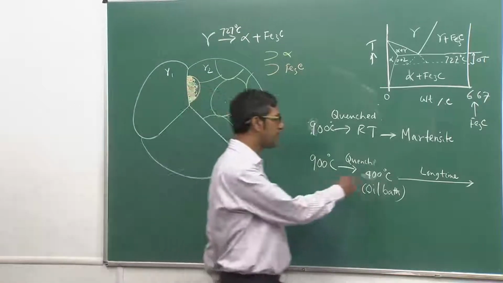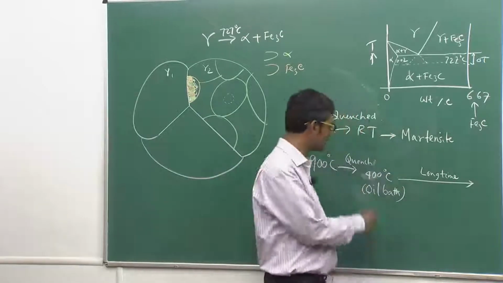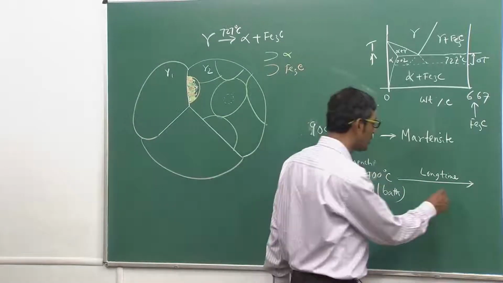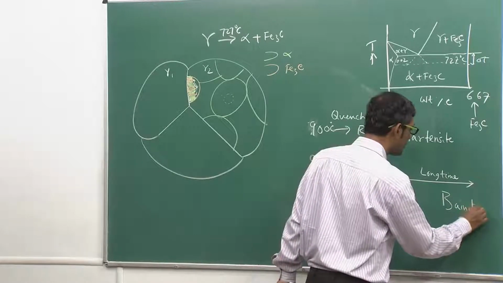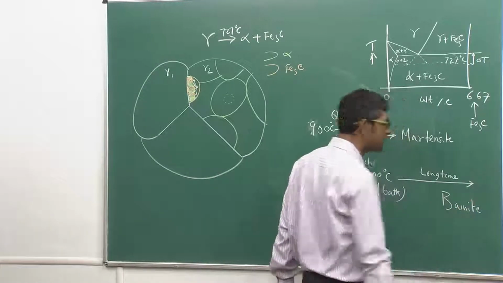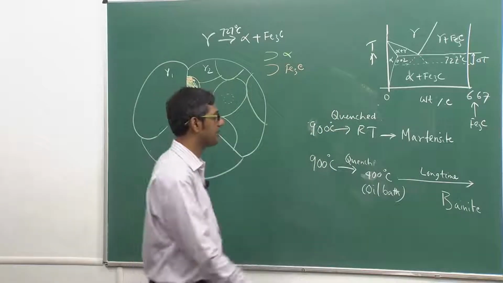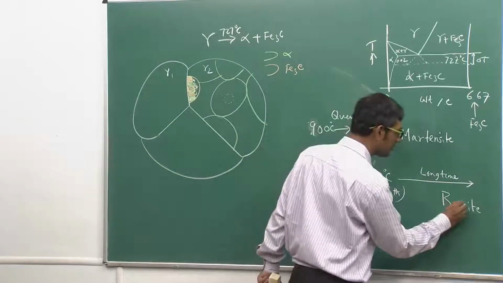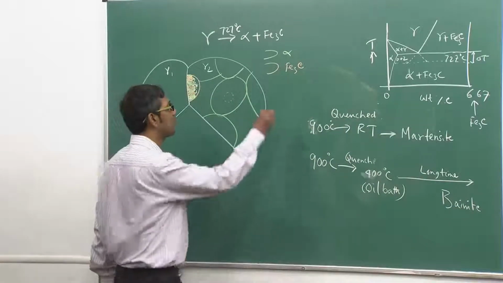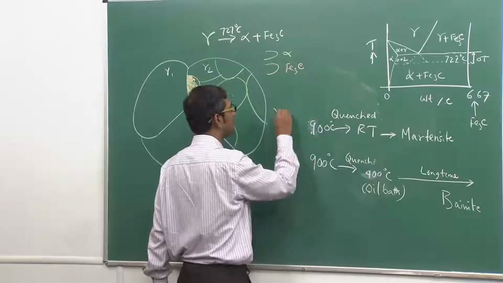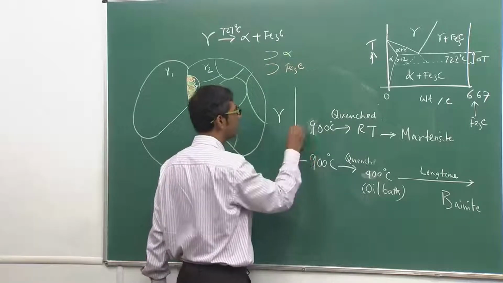And then further keeping the steel at the lower temperature, at 400 degrees Celsius, for a long time will lead to a new product known as bainite, again named after a famous scientist, E.C. Bain, who described the martensitic transformation. So, we can actually have three products, as you see here, starting from gamma. If I start with gamma, I can have three products.